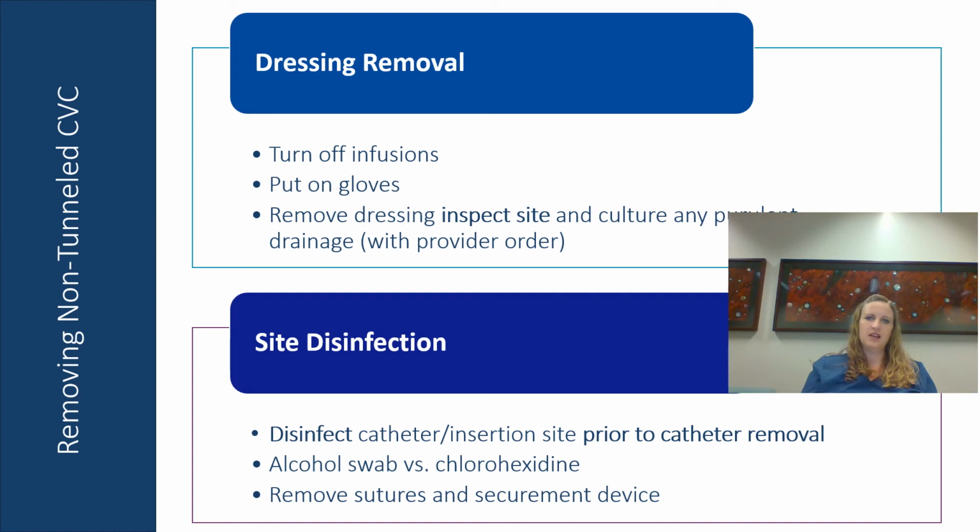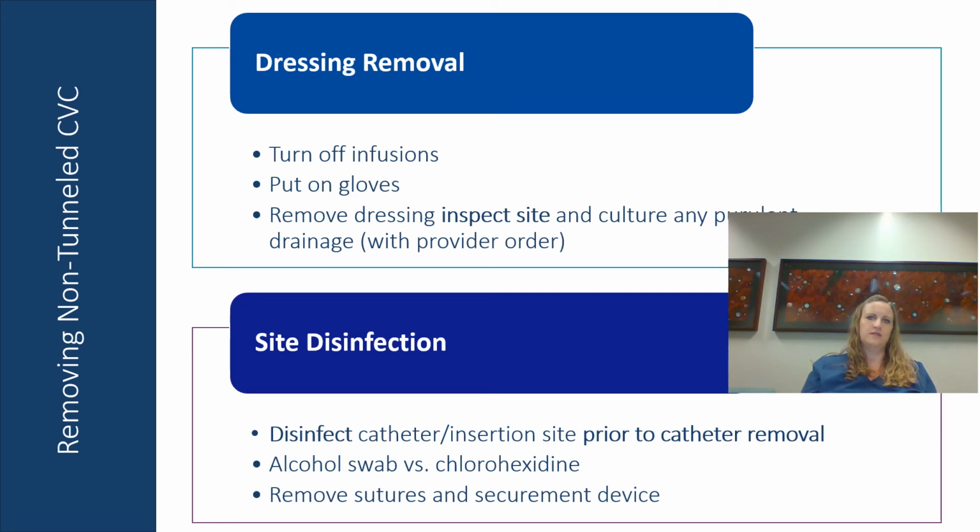The next thing is to put on a pair of gloves. Remove the dressing and inspect the site of that catheter. You're going to want to culture any purulent drainage that is around the site of the catheter, but only if you have a provider order. The next thing you're going to do is site disinfection.